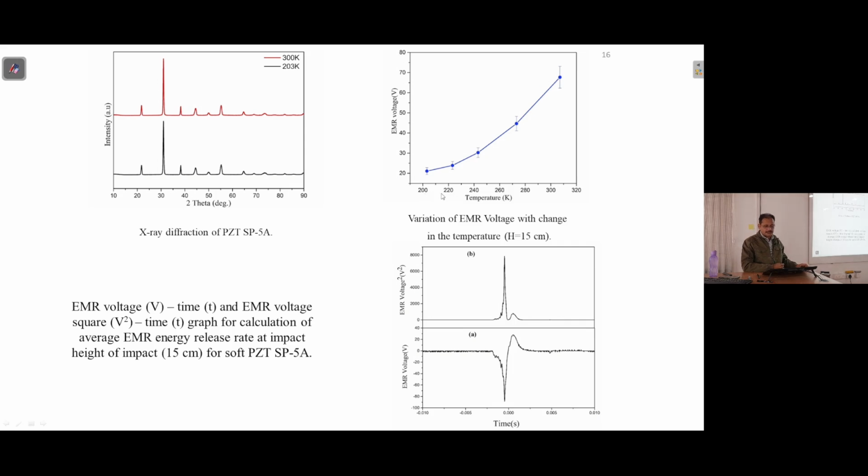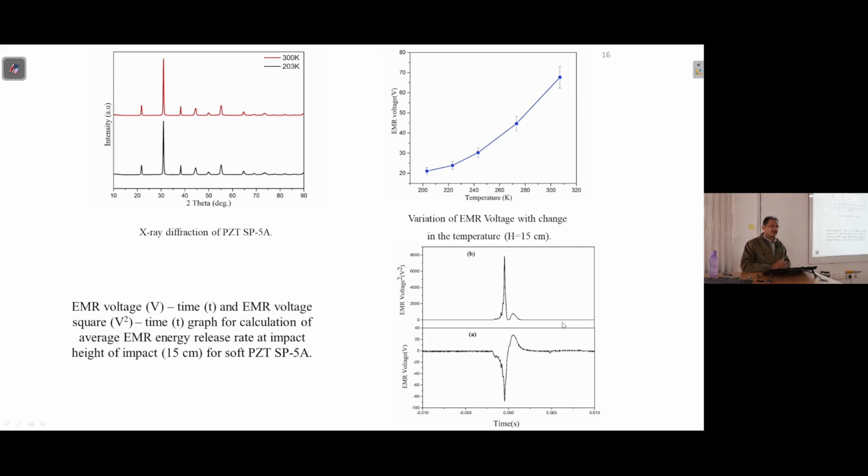Additionally, we tried to calculate the energy release rate associated with the signals. This is the usual voltage versus time plot. If you want an assessment of the energy associated with the signal, for a transient signal I would say, not a continuous one. For continuous signals you go for assessing the power rather than energy. So if you have the square of the signal, this V square with respect to T is actually a quantity proportional to the energy of the signal.